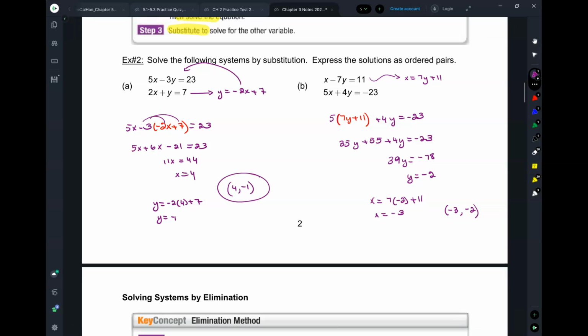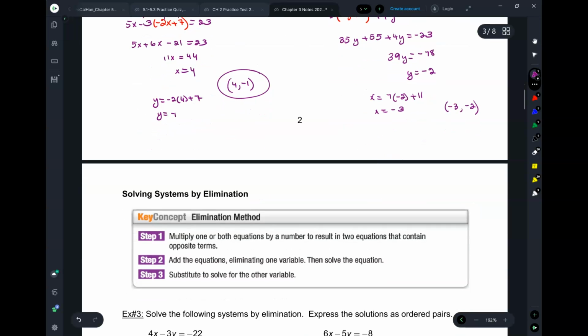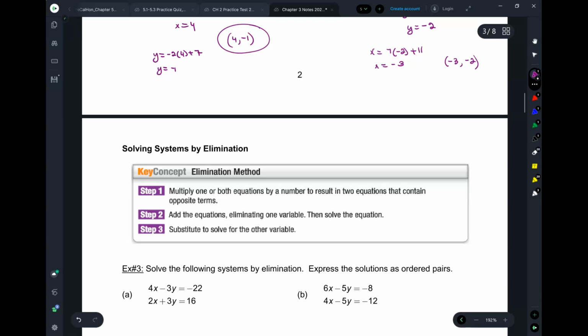Now, are we always going to get cute little integers like this? No, not in honors anyway. So watch out for fractions. That's okay, right? Don't think that you did it incorrectly if you got a fraction.